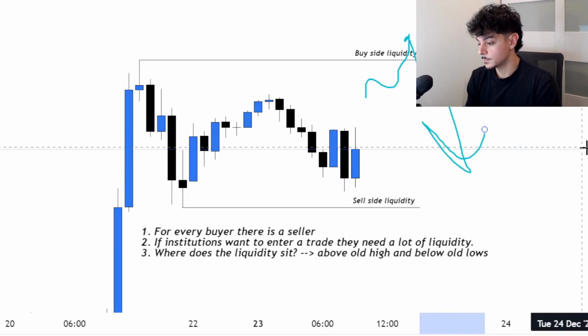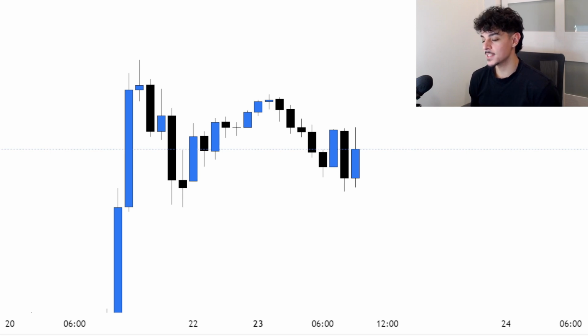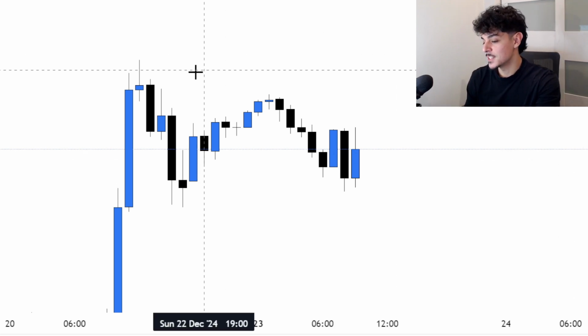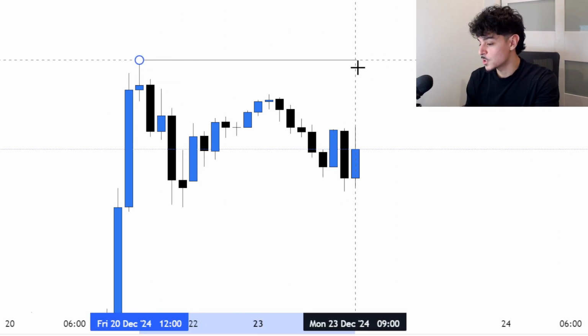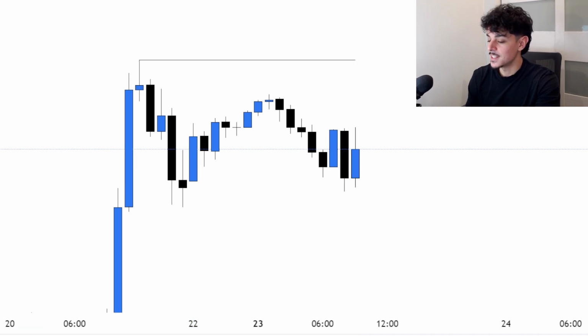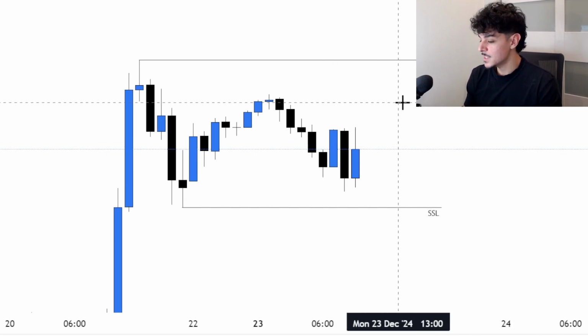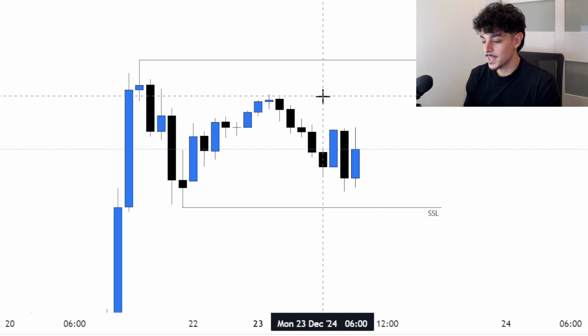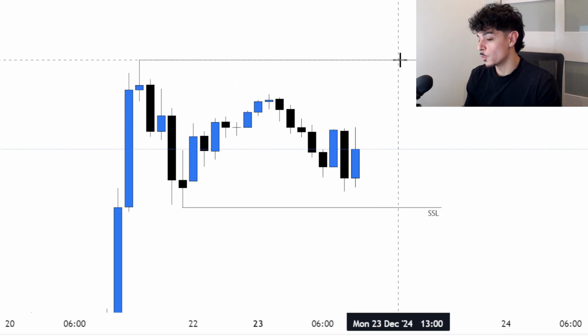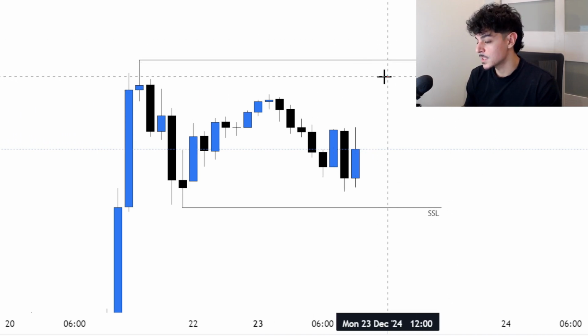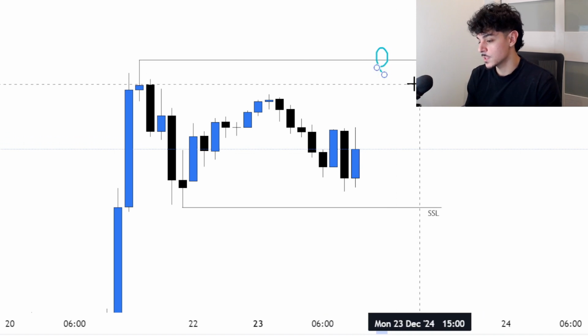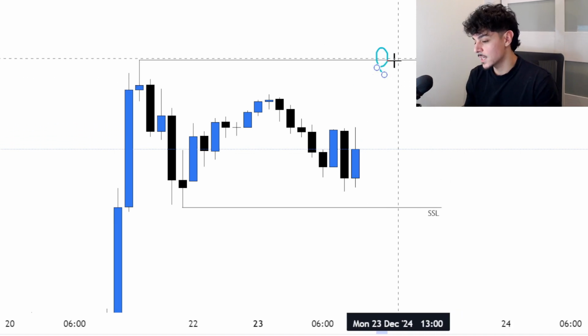Now you're probably asking, what is buy side, what is sell side, and how can I identify those levels on my chart? Buy side is nothing else than a swing high, and sell side is nothing else than a swing low. I know it sounds pretty easy, and it is pretty easy in my opinion, but buy side is a swing high because you know that there's a big pool of buy stops sitting above this most recent high. This is why we call it buy side liquidity.